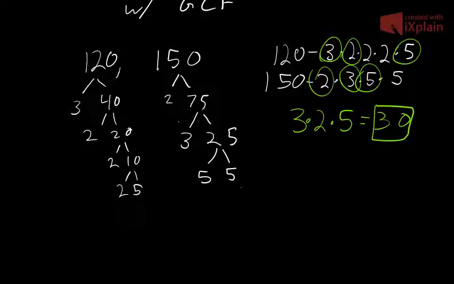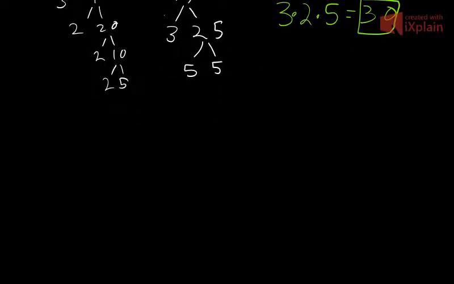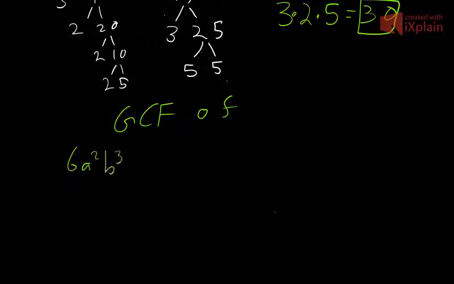We can do this same thing with polynomials. So I want us to try finding the greatest common factor of, and I'm going to have two fairly big things here, 6a squared b cubed and 8a squared b squared c.